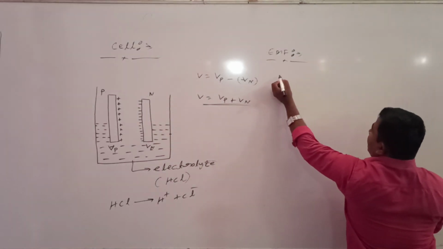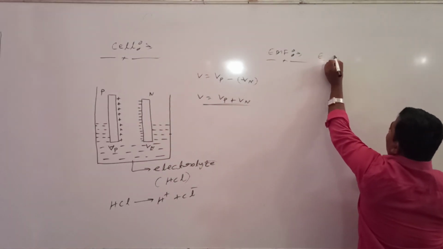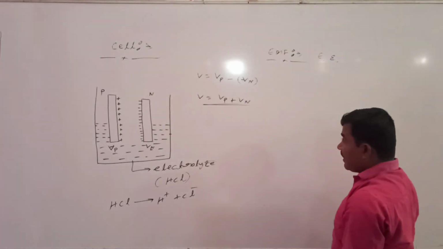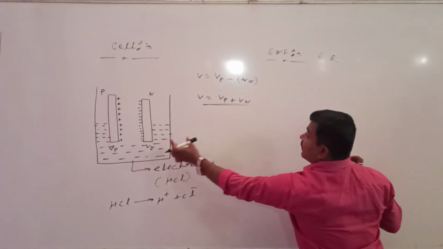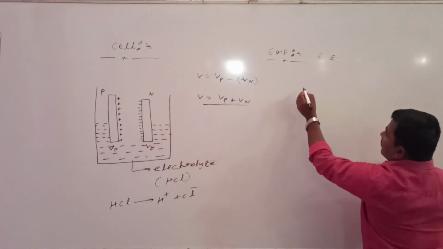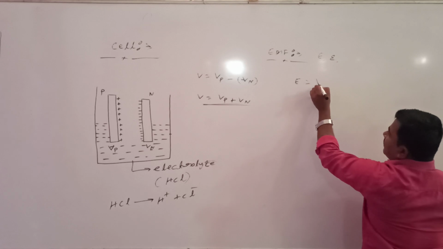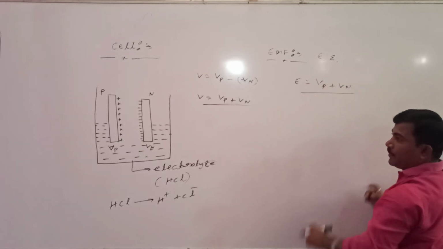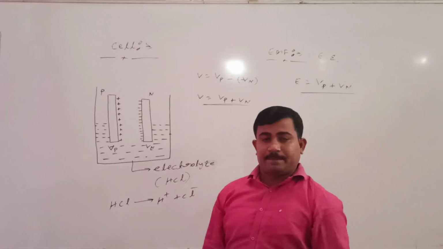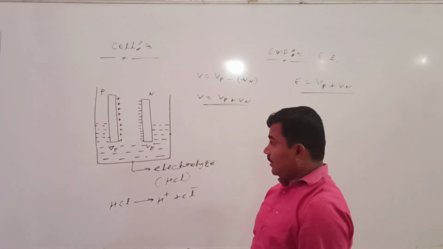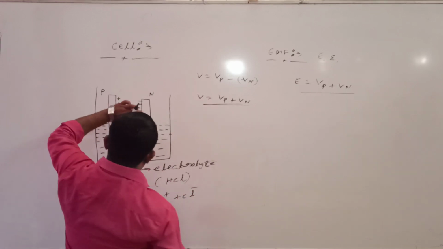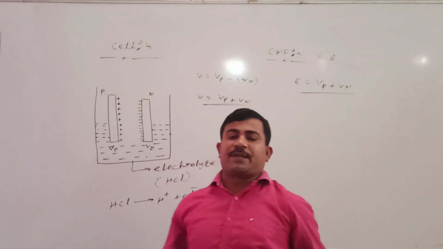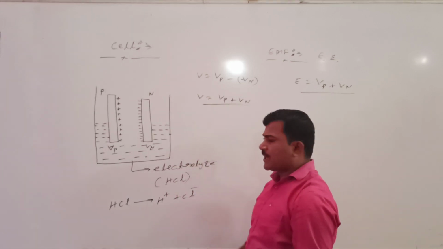EMF is represented either by capital E or by small e. EMF is simply the potential difference between two electrodes. EMF is nothing but the potential difference between two electrodes when the circuit is open, or no current is drawn from the cell. No current means that inside, between the electrodes, current does exist, but from the cell no current is drawn.